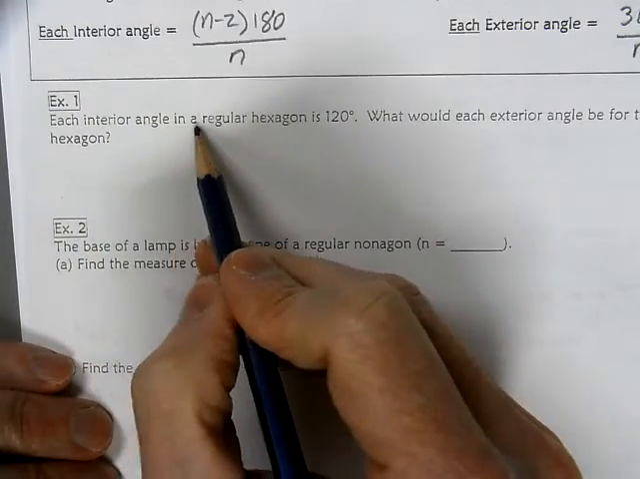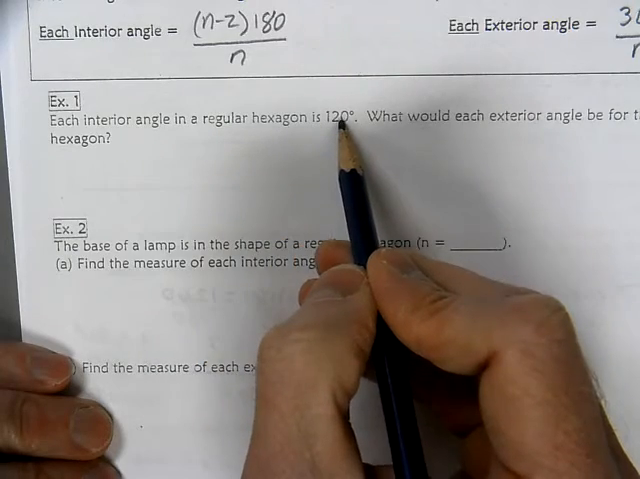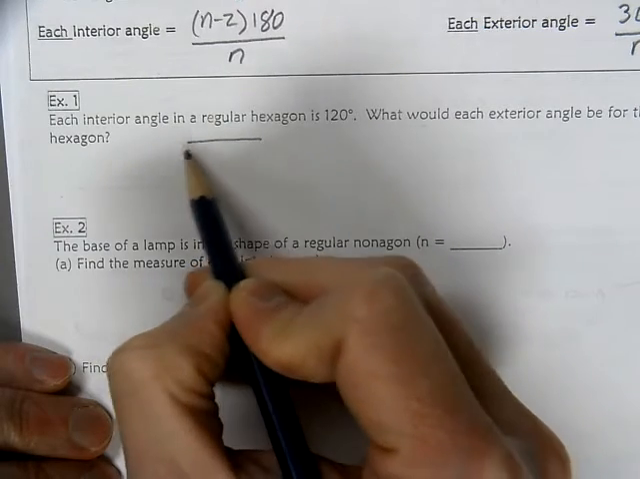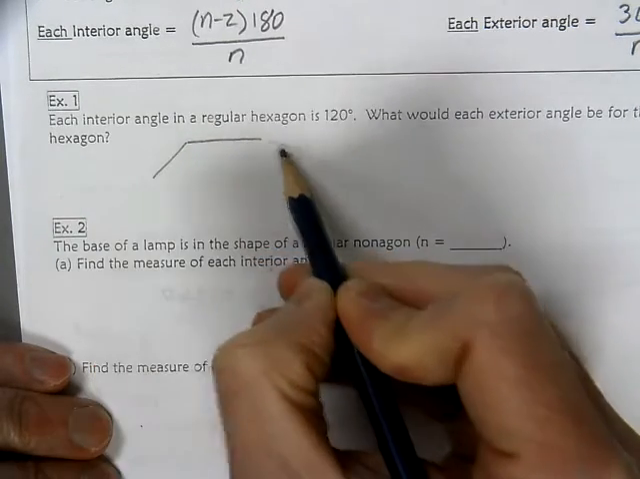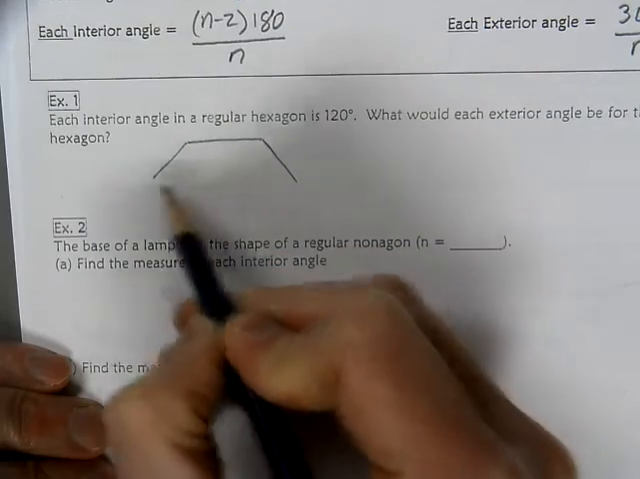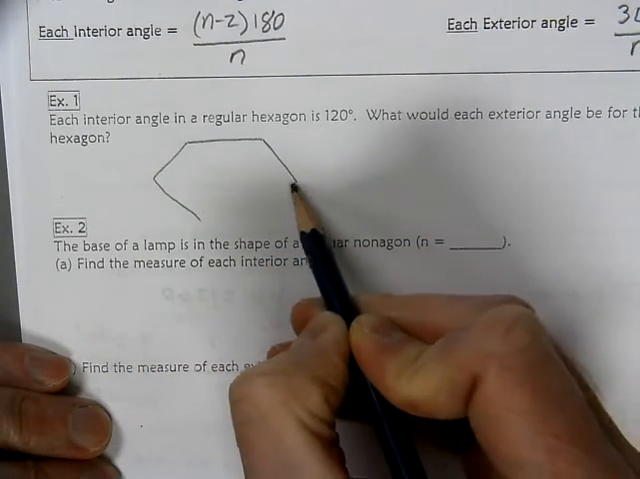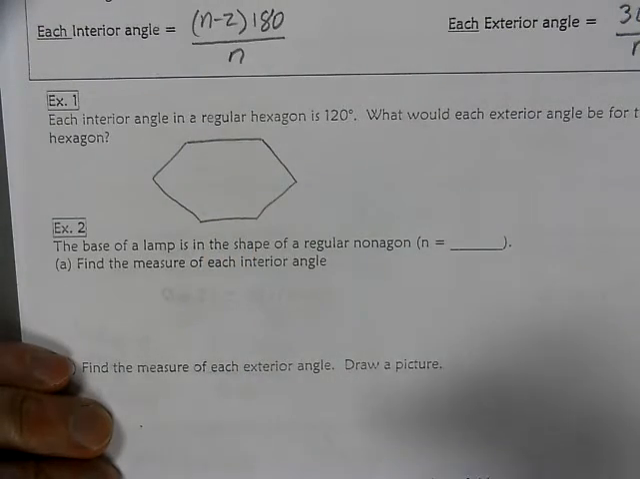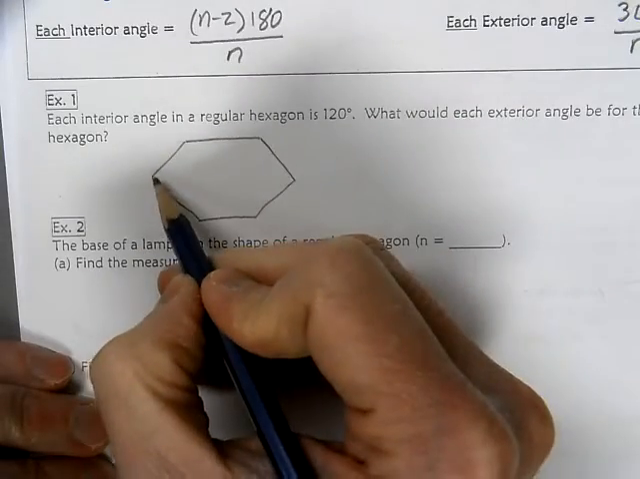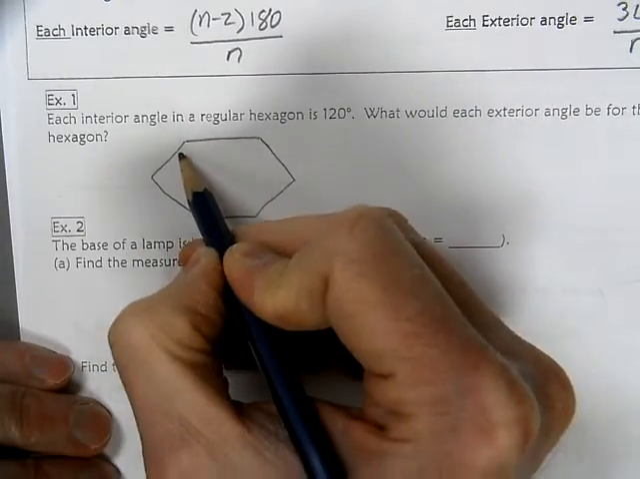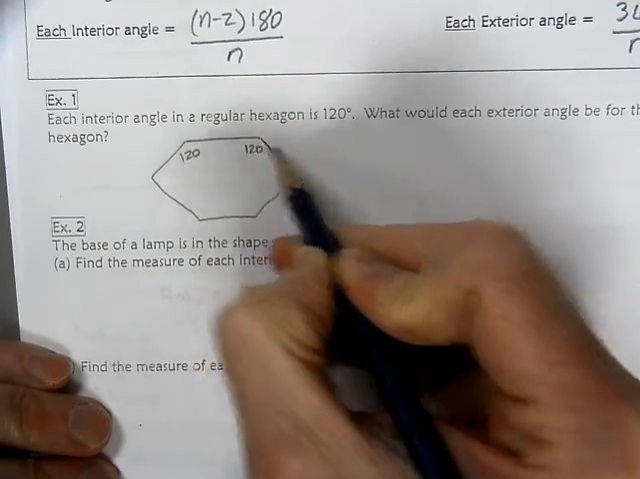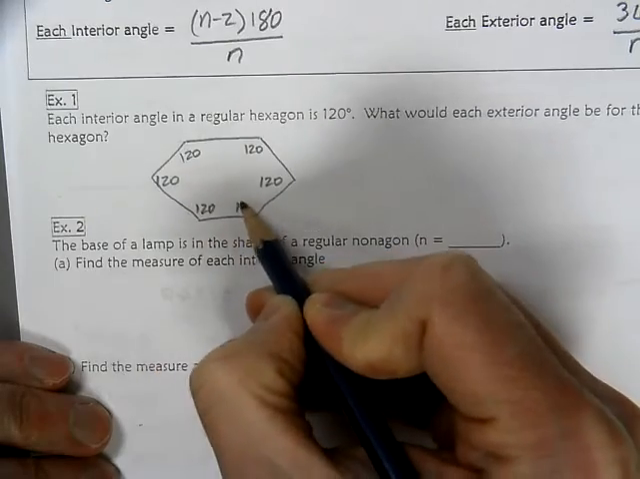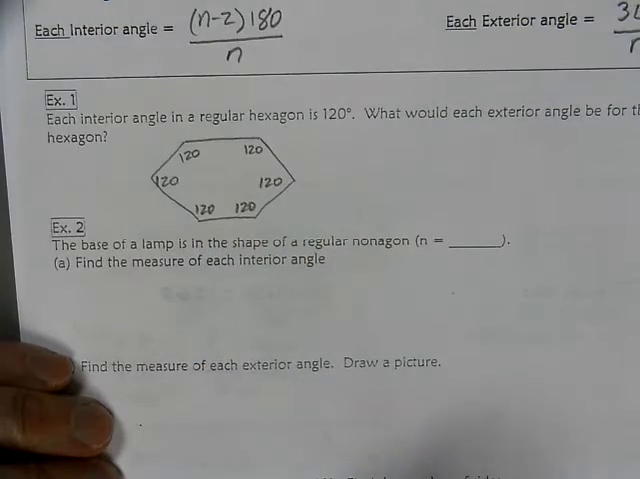Each interior angle of a regular hexagon is 120. So if we draw this regular hexagon, I'll give it a try. I don't know how it's going to go. Not too bad. Probably slanted a little bit. These angles look a little small. They're saying that it's 120. Each interior angle is 120.